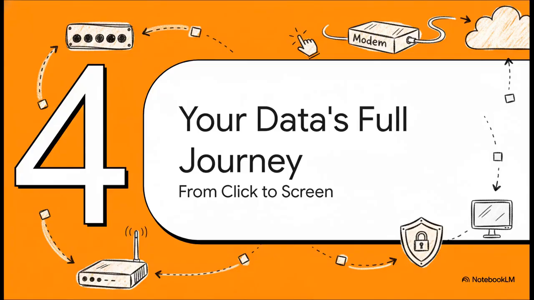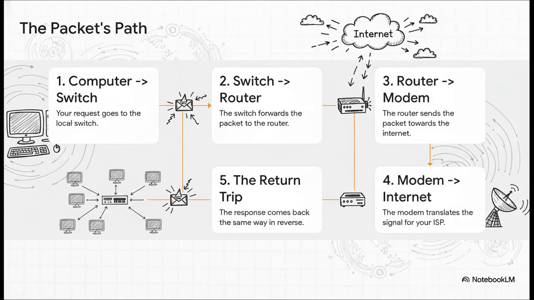All right, we've met all the key players, the switch for local traffic, the router for connecting to the world, the modem for translating, and the firewall for security. So now let's put it all together and trace that data packet's full journey from your click to the screen. So here's how it all goes down. You click a link, your computer sends that request first to the local switch. The switch sees the request is for the internet, not another local device, so it forwards it straight to the router, the gateway out.